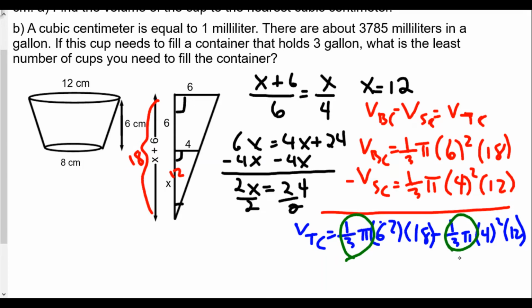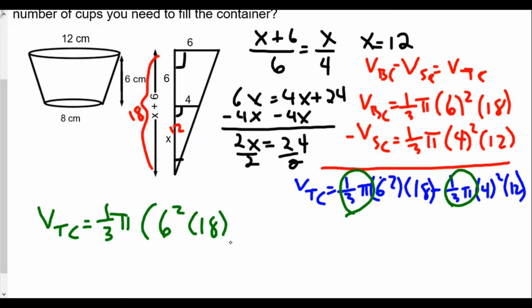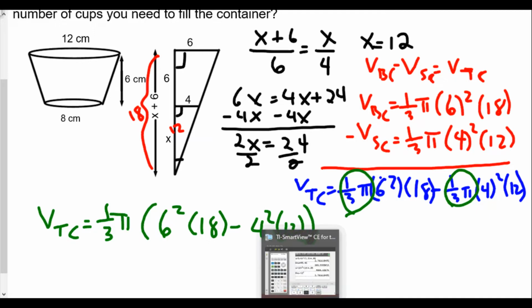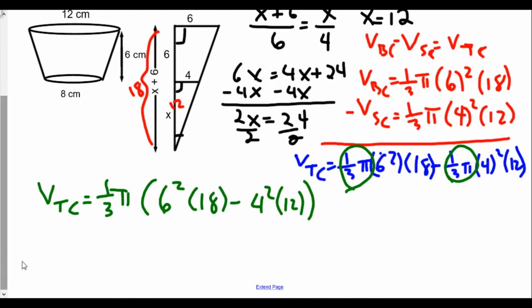So when we do this here, I'm going to move this over to the side, and move this up a little bit. So the volume of the truncated cone is going to be 1/3 pi times 6 squared times 18 minus 4 squared times 12. Okay, and so let's set this up. We want to find this to the nearest cubic centimeter, so a whole cubic centimeter. So calculator.